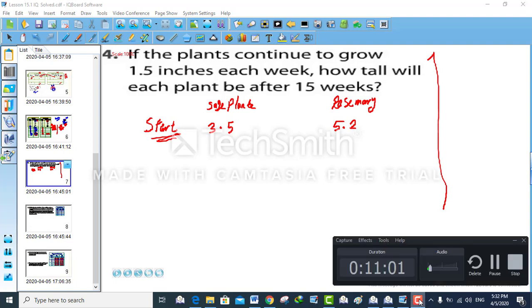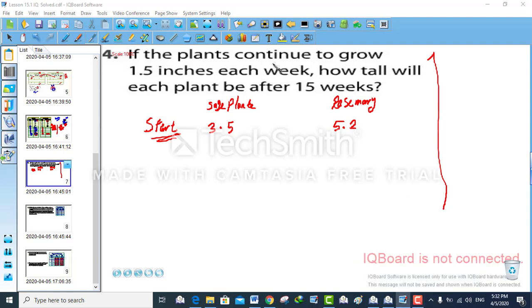Here in this question 4, if the plants continue to grow 1.5 inches each week, how tall will each plant be after 15 weeks? So we can make a table, and each step we can add, as you see, the same number, which is 1.5 for 15 weeks, but this will be a little bit long and slow. So let's do it fast. 1.5 is the number that each week is going to be added, then multiplied by the number of weeks, which is 15. Yes, multiply 15 by 15, then put the decimal point after one digit.